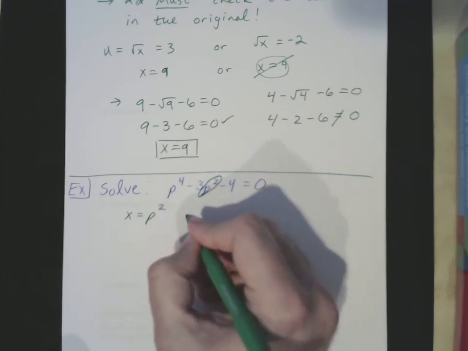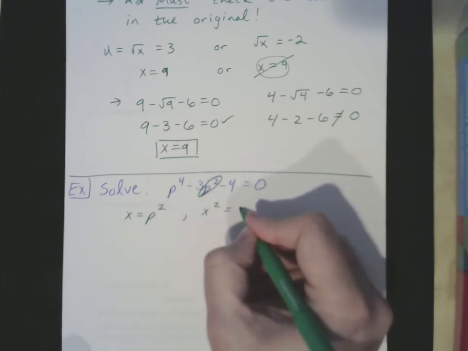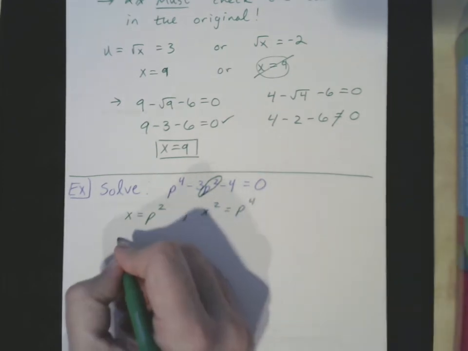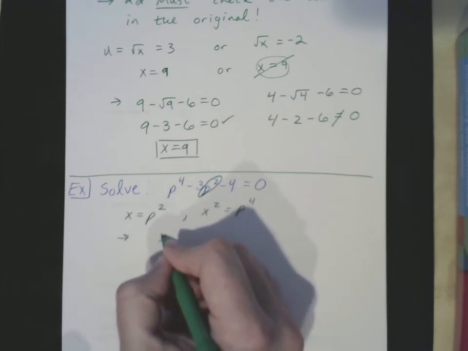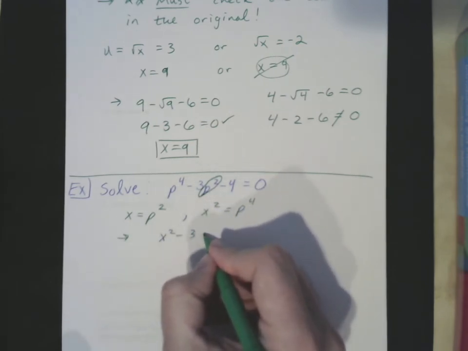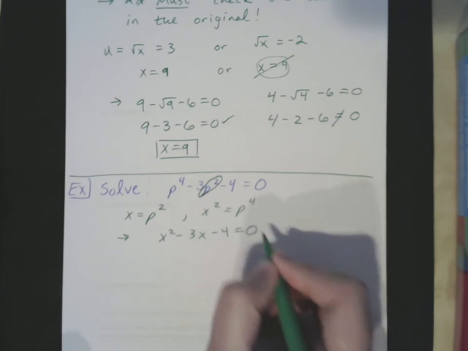I'm going to choose x because they're p's. So if x is p squared, then x squared would be p to the 4th. And substituting that in, we would have x squared minus 3x minus 4 equals 0.